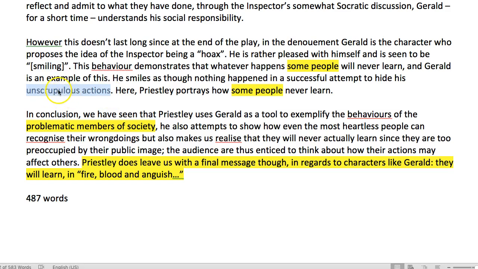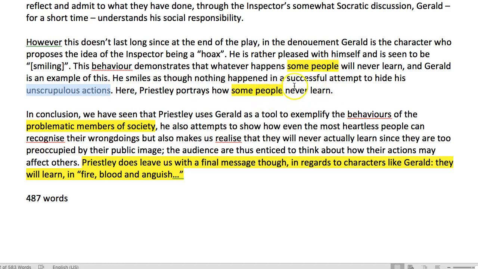Here you might discuss how innocent he was in setting Eva up in his friend's flat. Did he in fact plan to install a woman there ever since he took the keys from his friends? How much should we trust him when he says he was just trying to help Eva out? Here, Priestley portrays how some people never learn.